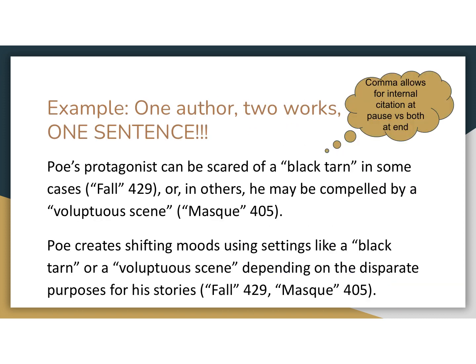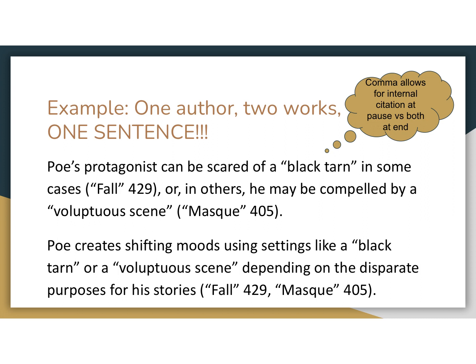So here's that last one, where I'm making it even more complicated. Just as we get more sophisticated, we can consider how these things might work in. If you're still way back on step 1, you can just ignore this and that's fine. But if we were to put this in the same sentence, how would we cite this, if we weren't going to lead in, because it can get very, very wordy if I do that? So here, I would say Poe's protagonist can be scared of a black tarn in some cases.